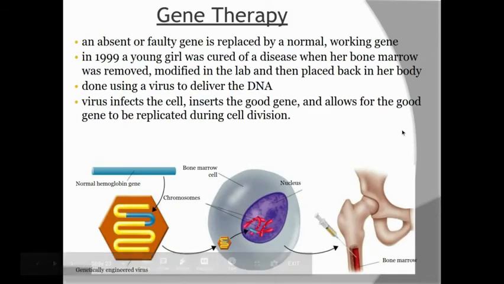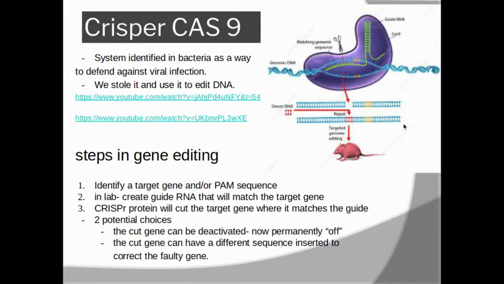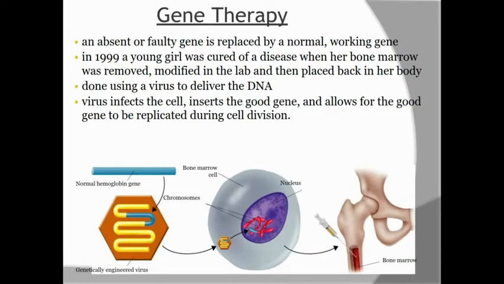All right, now let's talk about some actual therapeutic uses for genes and genetic engineering. An absent or faulty gene can be replaced by a normal working gene in a lab. We can now take cell samples out and we can modify the DNA of those cells in a lab, grow them in a lab culture, and then put them back into the body corrected. This is done using a virus to deliver the DNA.